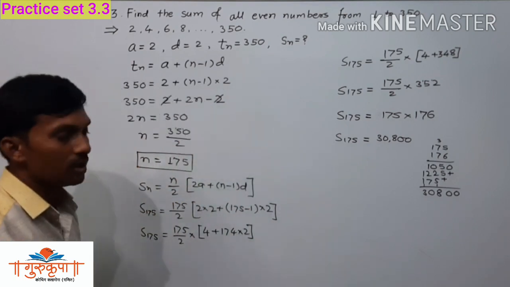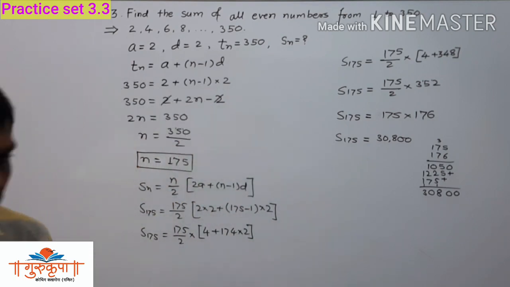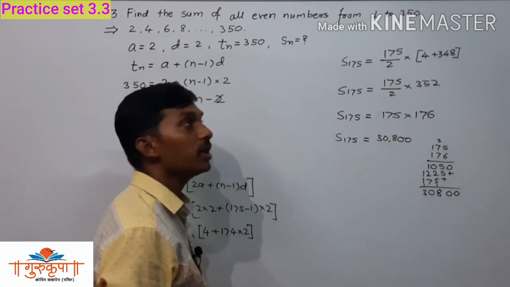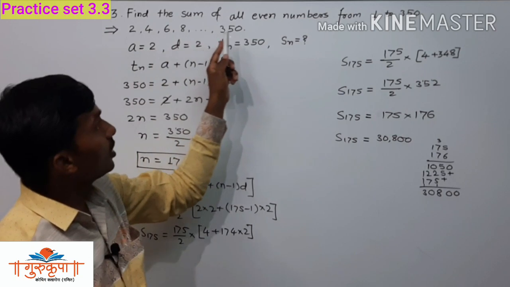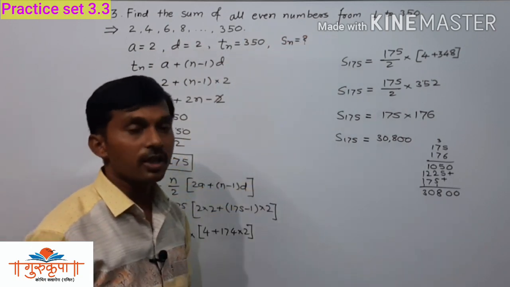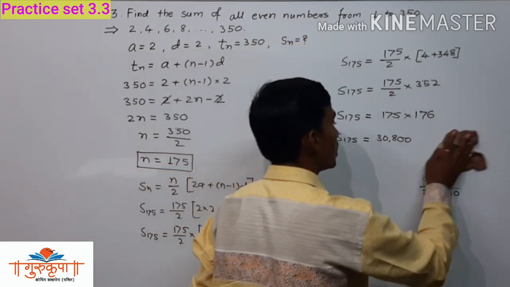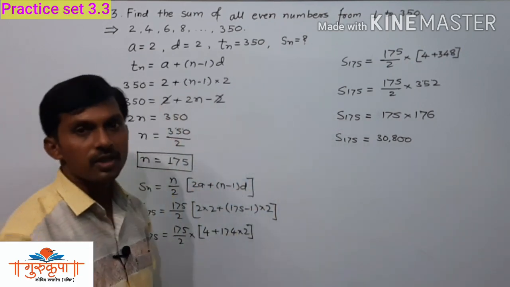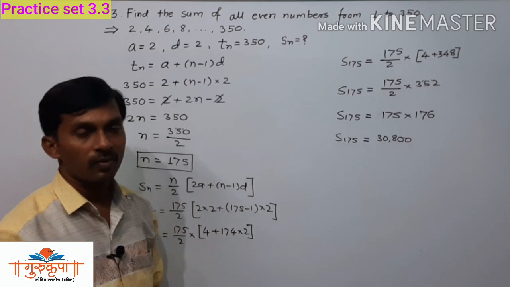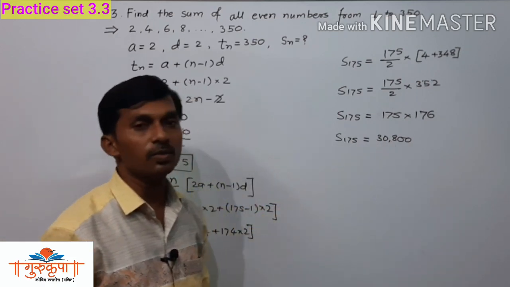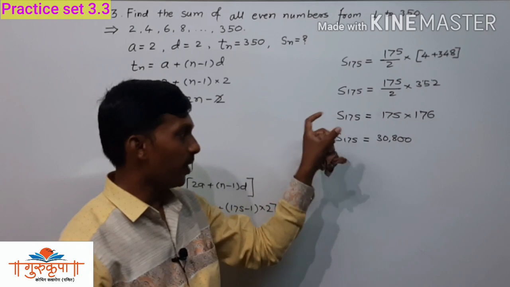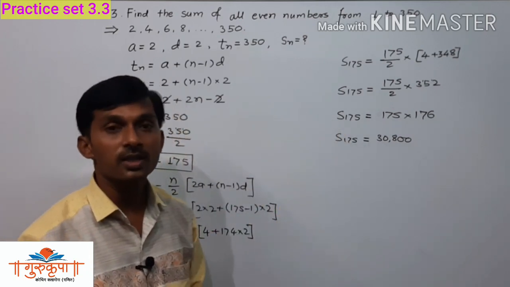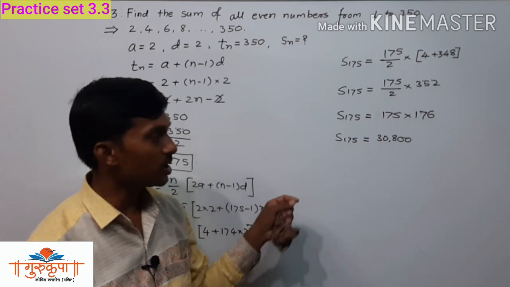30,800 is the sum of the first n terms of the even numbers from 1 to 350. But the answer given inside the textbook is a different answer. This answer is not given there in the textbook. In the back side of the textbook, we have the answers of all the questions, all the exercises, all the problem sets.